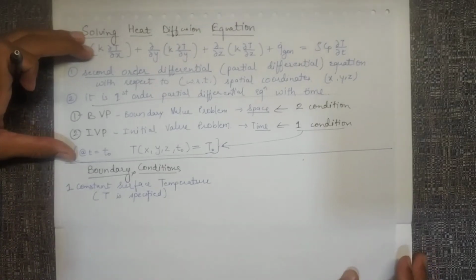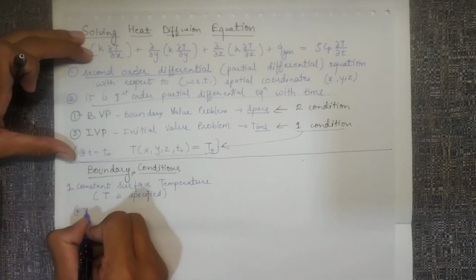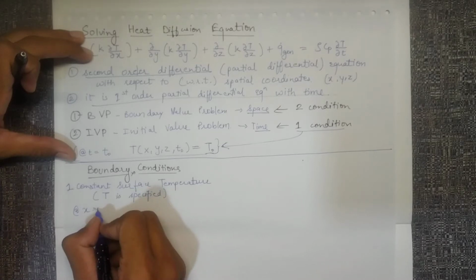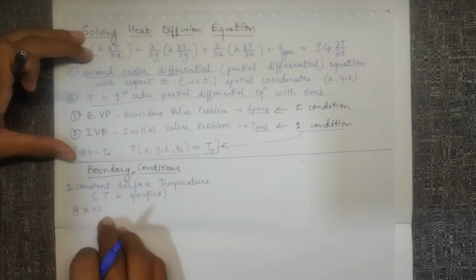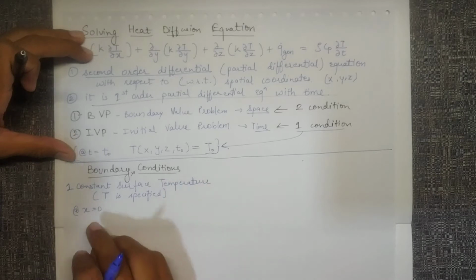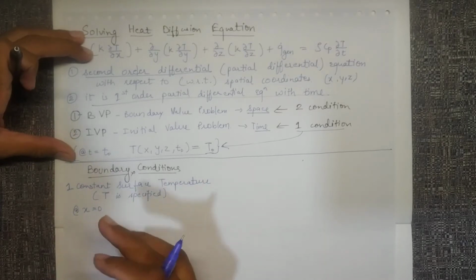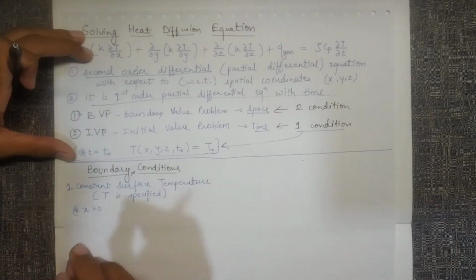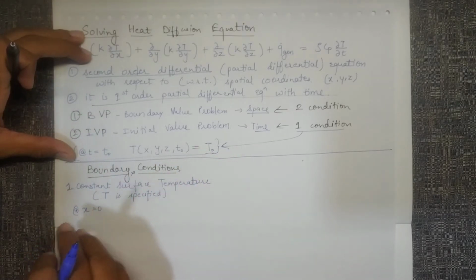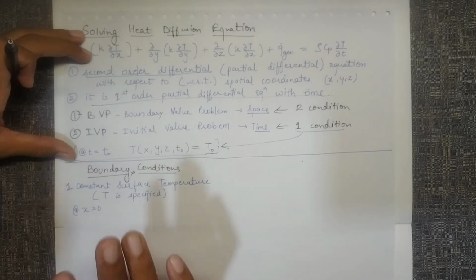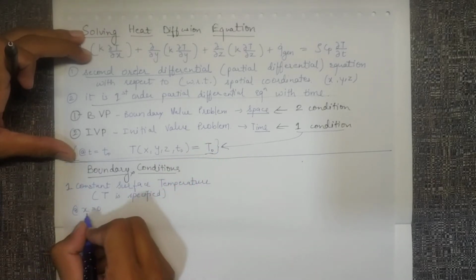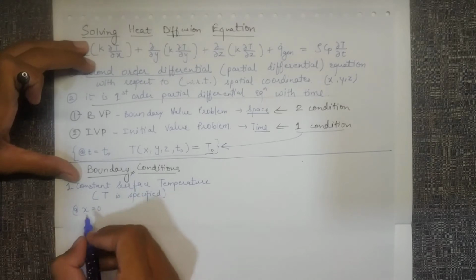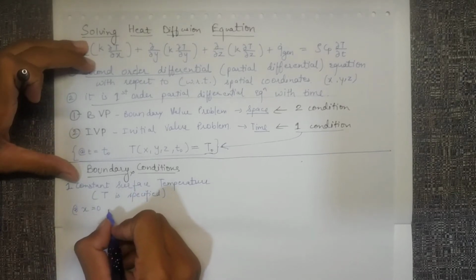So what does that mean? At some location x is equal to 0, or some x is equal to some location. I'm not writing y and z because I'm assuming we are in one dimension. If we are in three dimensions, we should be given the location of a point. That means x, y and z, three coordinate values, are required. So as of now, assuming one dimension, we'll have the x is equal to 0 location.